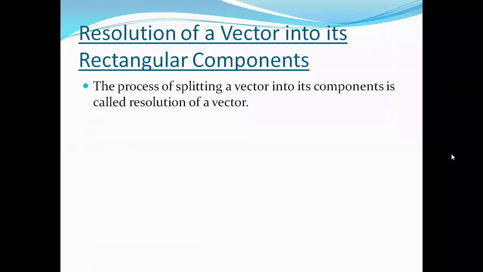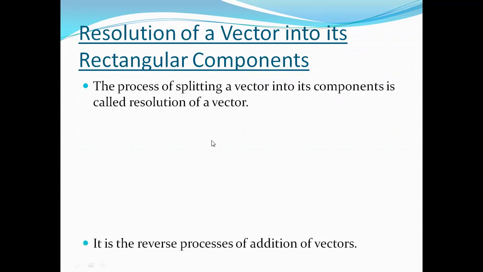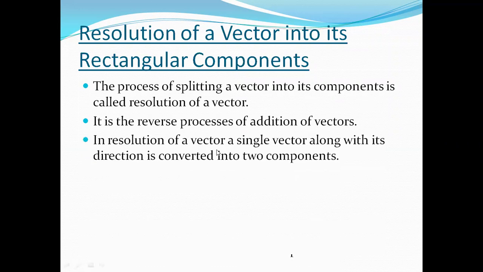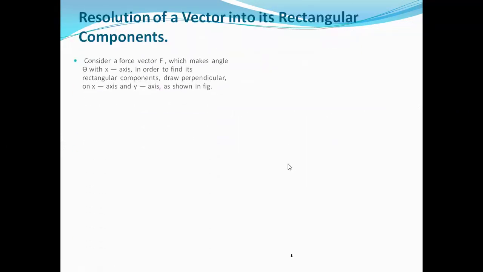Let us define the rectangular components. The process of splitting a vector into its components is called resolution of a vector. It is the reverse process of addition of vector where we join two vectors by head-to-tail rule. In resolution of a vector, a single vector along with its direction is converted into two components, one horizontal and one vertical. For that purpose, let us consider a force vector F which makes an angle theta with x-axis.